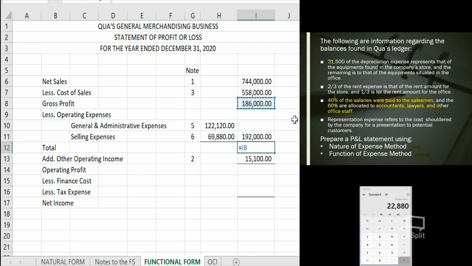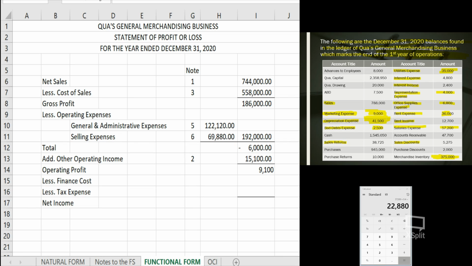Okay, so we simply follow the formula again. This one minus this one. Okay, kung mapapansin nyo, meron tayong negative. Pero buti na lang, merong other operating income, merong other income. So, ang operating profit natin will be 9,100. Okay? Ngayon, yung finance cost, ito yung interest expense natin. Tignan natin interest expense. Ito, 4,800. So, this one is 4,800.